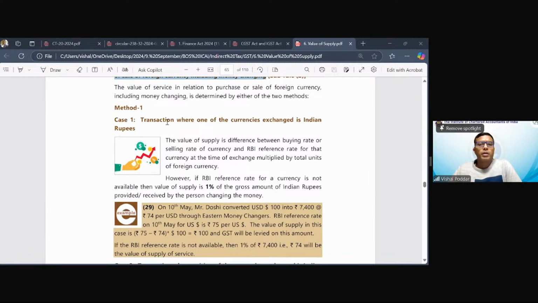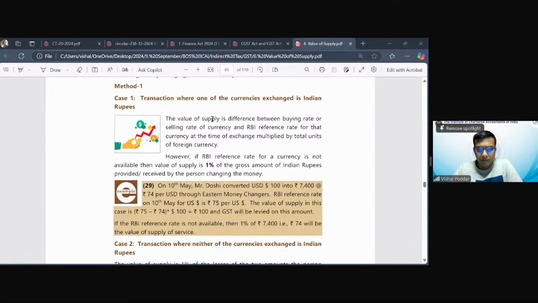Method one, transaction where one of the currency exchanged is Indian rupees. So out of the two currencies which are getting exchanged, one side is dollars, one side is rupees; one side is euro, one side is rupees; one side is ruble, one side is rupee. So at least one of the currencies is Indian rupees. Then the value of supply is the difference between the buy rate or sell rate of currency and the RBI reference rate for that currency at the time of exchange, multiplied by the total number of units.